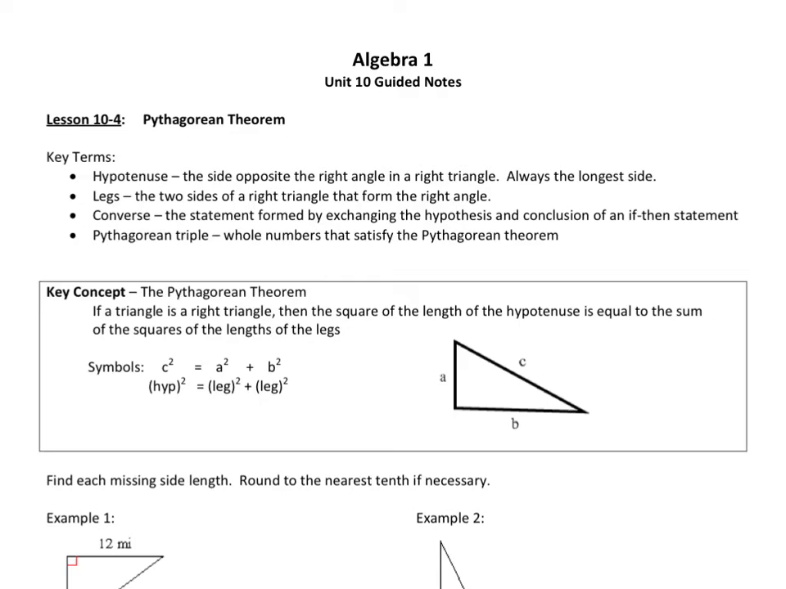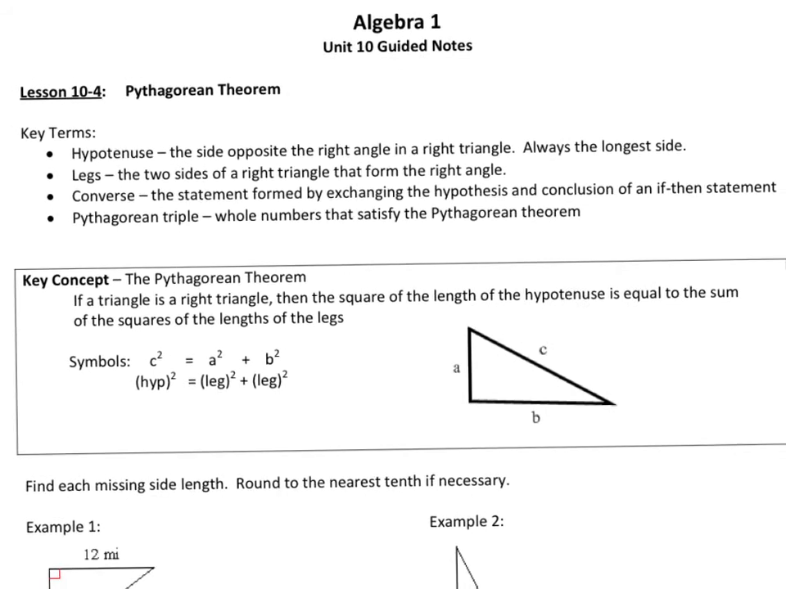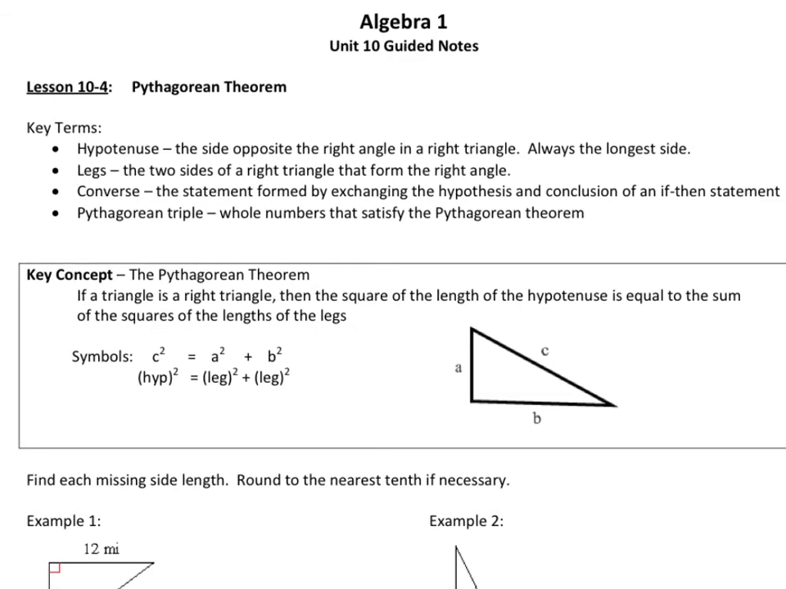Lesson 10.4, Video 1, the Pythagorean Theorem. Some key terms that we will use to describe the Pythagorean Theorem are the hypotenuse and legs. Now the hypotenuse and legs are terms used to describe parts of a right triangle.